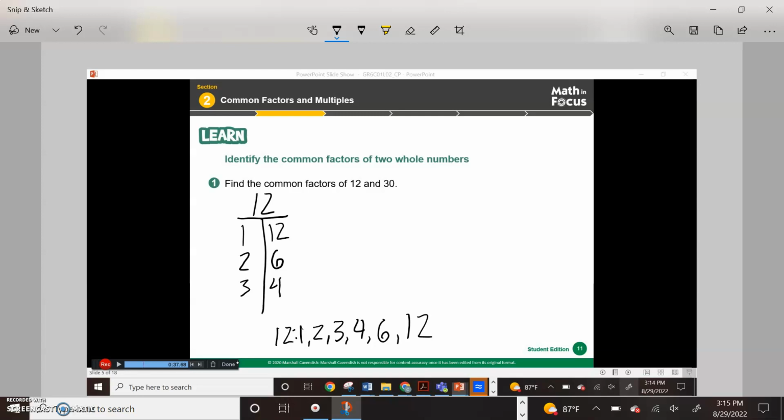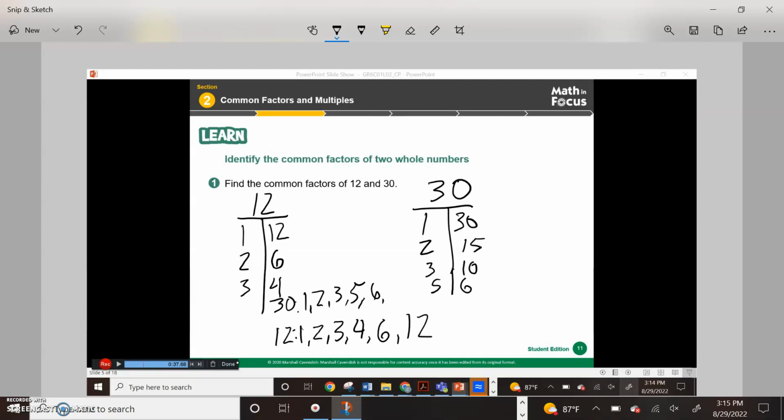So let's take a look at the factors of 30. Make a table. I always start out with 1 times 30 is 30. 2 times 15 is 30. 3 times 10 is 30. And then 5 times 6 is 30. How do I know I've listed all my factors? There's not any other number that would go into 30 between the 5 and the 6. So my factors of 30 are 1, 2, 3, 5, 6, 10, 15, and 30.